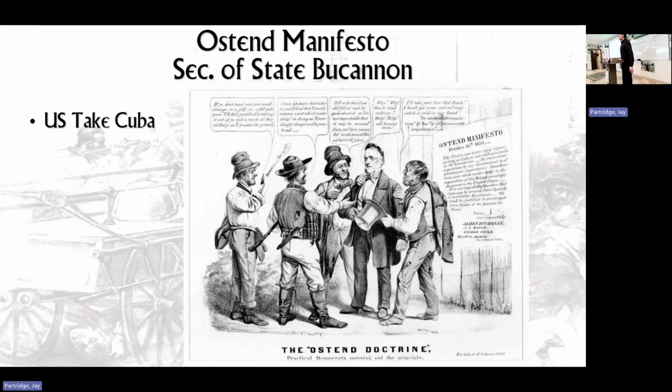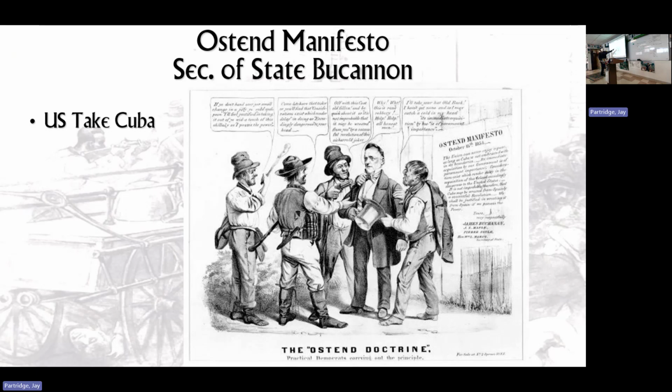So, the Ostend Manifesto was a document, it's basically a letter that would be sent from a foreign ministers' meeting in Ostend, Belgium, by the Secretary of State, another doughface, James Buchanan. And it said the U.S. should take Cuba. Now, it didn't happen, but you can imagine what's going to happen with this. It's going to freak out the North. They're going to try to annex Cuba. They can make 2 slave states out of it.